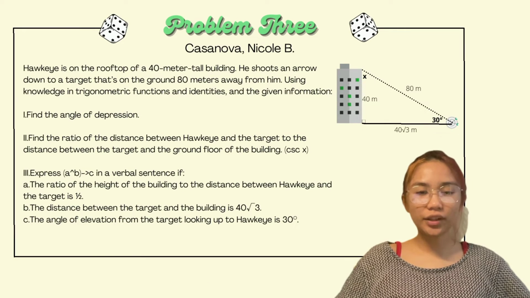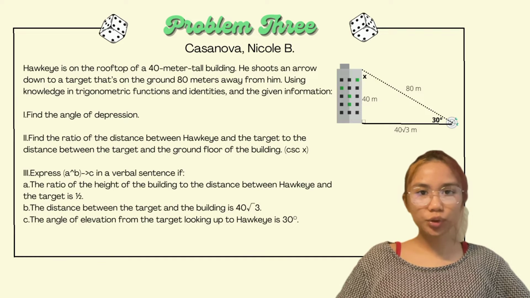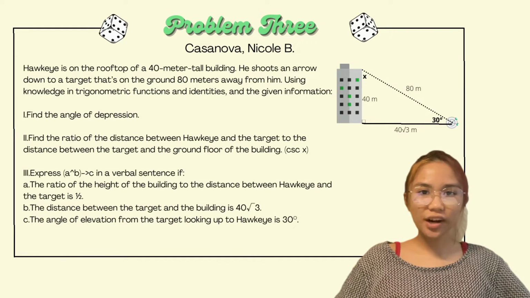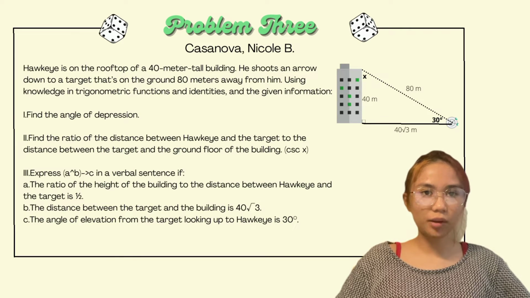Now that we've gotten to the next level, we need to solve 2 more problems in order for another one of our members to advance. Let's start, shall we? For the next problem, Hawkeye is on the rooftop of a 40-meter tall building.